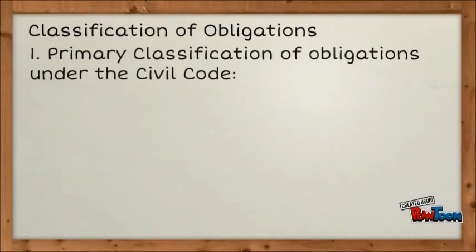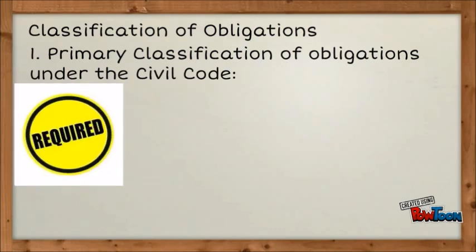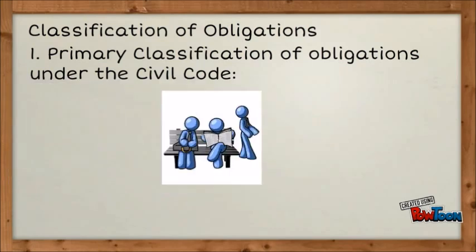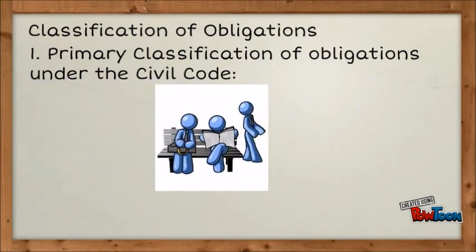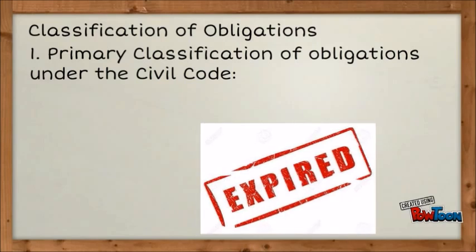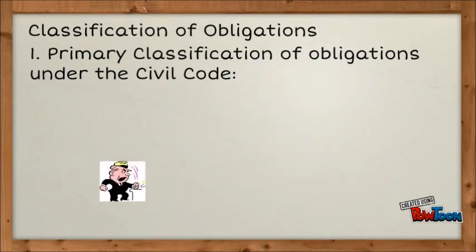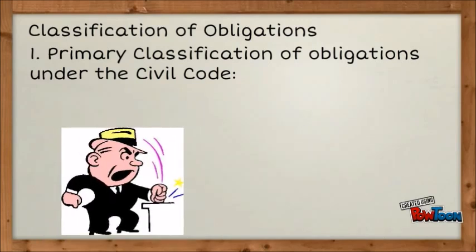Classification of obligations. Primary classification of obligations under the Civil Code: pure or conditional obligation, which is not subject to any condition and no specific date is mentioned for its fulfillment and is therefore immediately demandable. Obligation with a period: one whose consequences are subject in one way or another to the expiration of the said period or term.